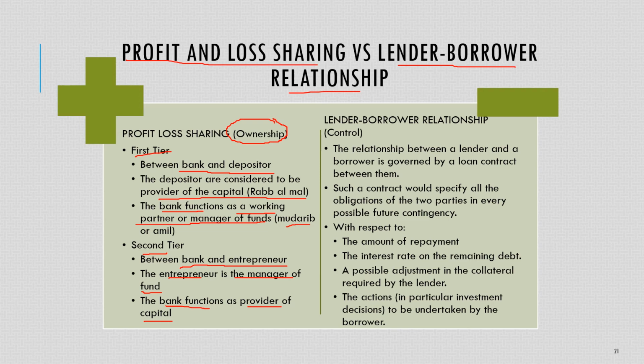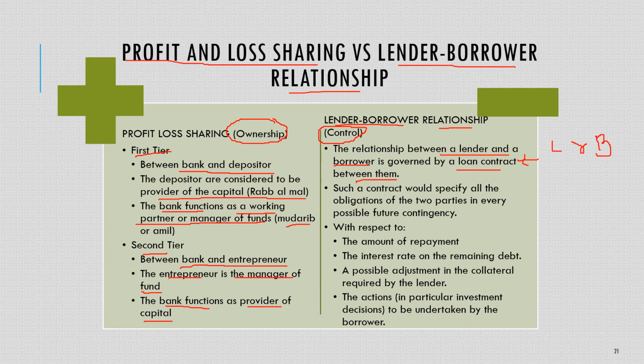And the lender-borrower relationship is control, which means that lender-borrower relationship we call as control. The relationship between a lender and a borrower is governed by a loan contract between them. So, sebab kenapa ada contract, loan contract? Sebab kita bagi pinjam, ada lender and borrower. So, kita govern lender and borrower by loan contract.